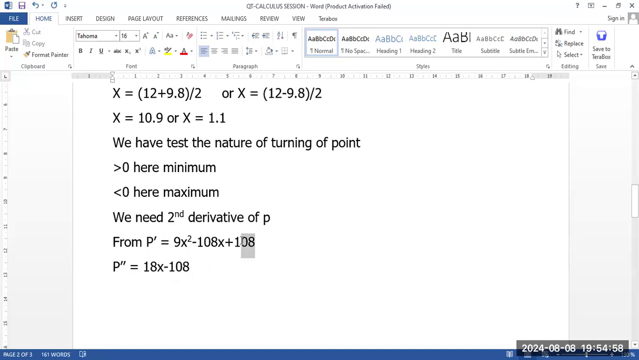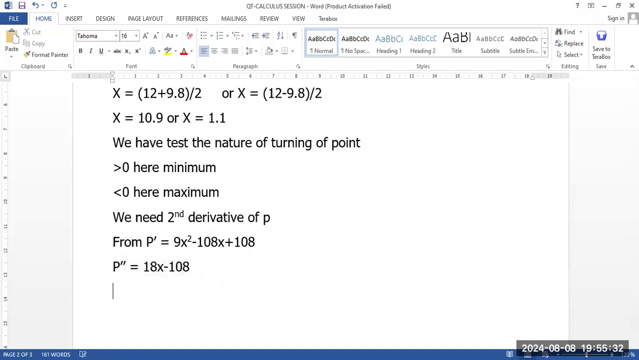Colleagues, if we differentiate a constant, you get 0. Every time you're differentiating a constant, that means a value without a variable. You see here it is 108. There is no variable here. There is no x on this. So every time you're differentiating a constant, you get 0. So this is our second derivative.